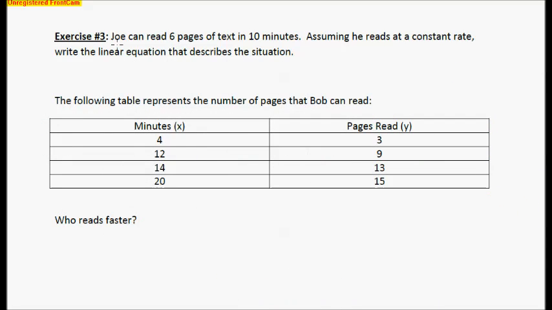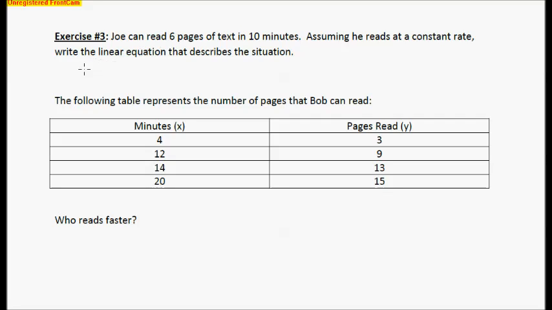Okay, here's exercise 3, and this is just another different way, really, of asking you the same thing. It says Joe can read 6 pages of text in 10 minutes. All right, so right away I'm thinking that I'm going to turn that into a rate. It even says, assuming he reads at a constant rate, write the linear equation that describes the situation. Well, his rate, again, would be equal to his slope. All right, so those are the same things.